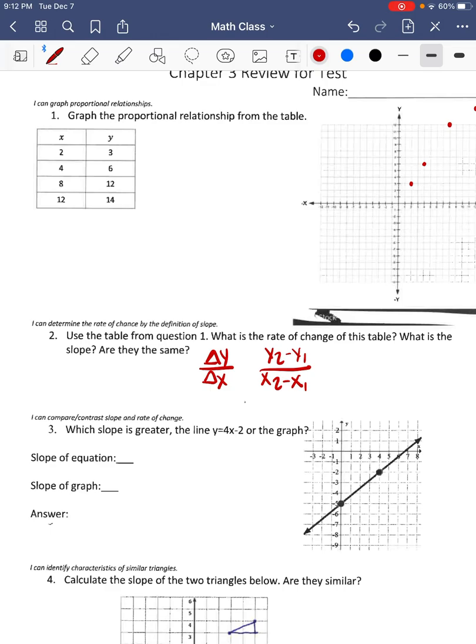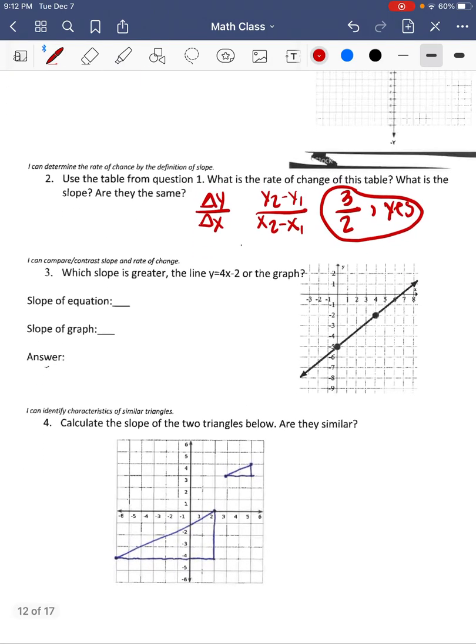So since this problem already says it's proportional, I think the easiest way to do this is our change in y over change in x. Find one of the changes. So our change in y is a plus 3, so 3 will be our top number. Our change in x is a plus 2. 2 is going to be our bottom number. 3 over 2 does not reduce. And yes, our slope and rate of change are the same, so this should be your answer for number 2.